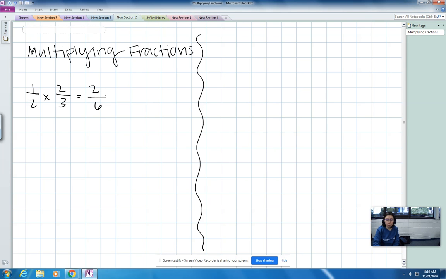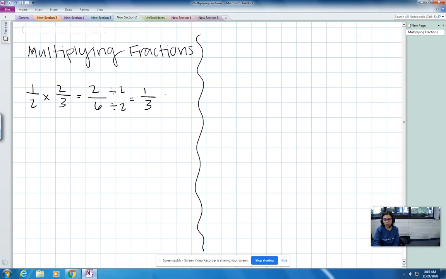And that's what we learned or reviewed yesterday in our video. So we ask ourselves, what goes into both 2 and 6? That would be the number 2. So we divide both by 2. 2 divided by 2 is 1. 6 divided by 2 is 3. So our final simplified answer is 1/3.